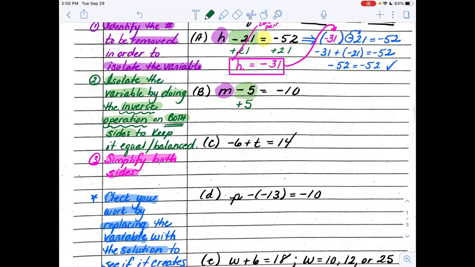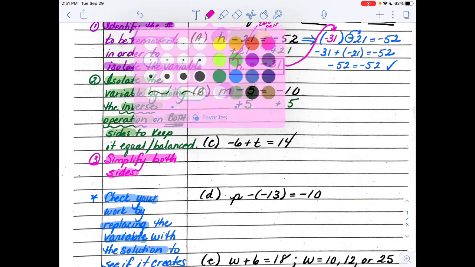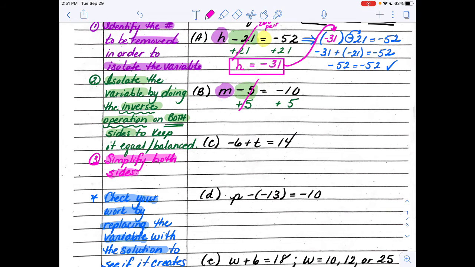But again, this is an equation. I have to keep it balanced, so I have to add 5 on the right as well. Now let's simplify. This creates a zero pair. So now I've got m equals, well, there's more negatives than positives, so it's definitely negative. They are on opposite sides of the number line, so I subtract, and I get my answer of m is negative 5.